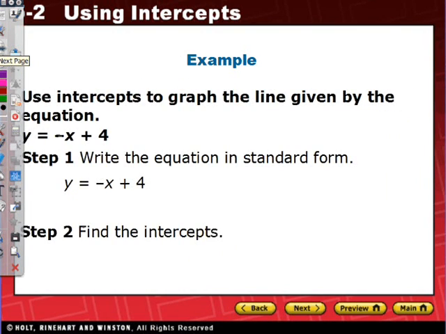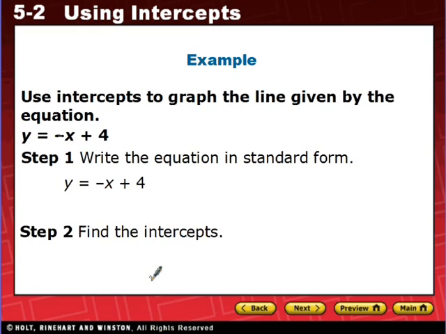This time we're going to graph the equation y equals negative x plus 4. It is easiest to find the intercepts when the equation is in standard form. Oh yeah, standard form. Maybe that's why we learned it. Aha! Suddenly all is becoming clear. So we add x to both sides, and we get x plus y equals 4. We're going to find the intercepts.